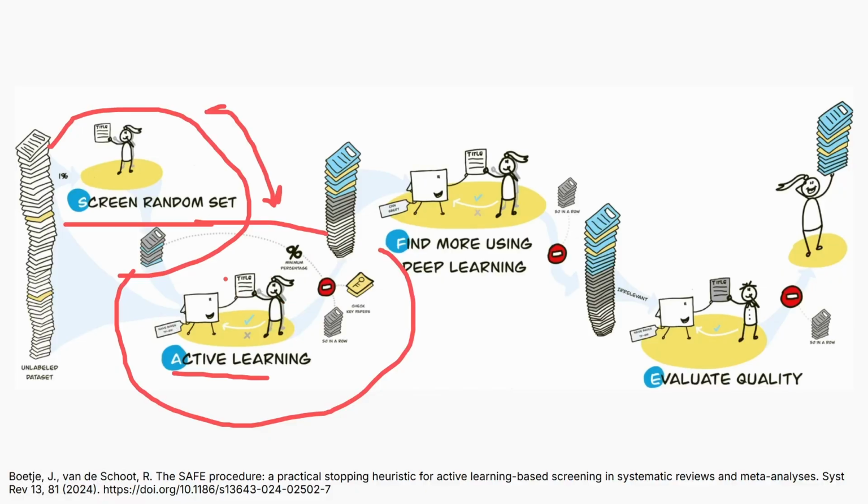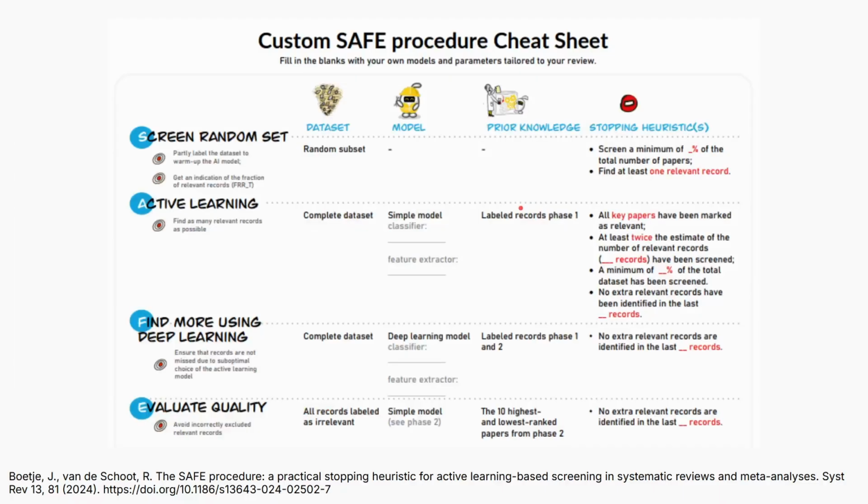So at some point you pass to the third phase, which is to use deep learning. Here you use a simple model, but in the third phase you use a deep learning model, to find the studies that maybe in the previous phase weren't recognized. And then finally, you evaluate the quality. Another reviewer could evaluate if you have done it in a correct way.